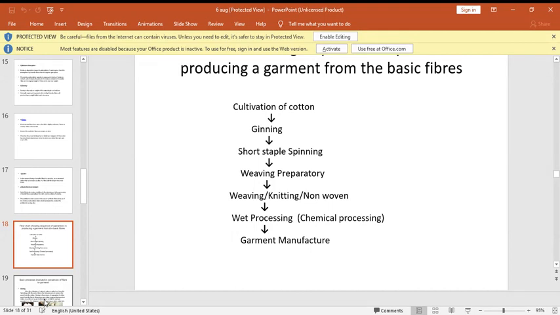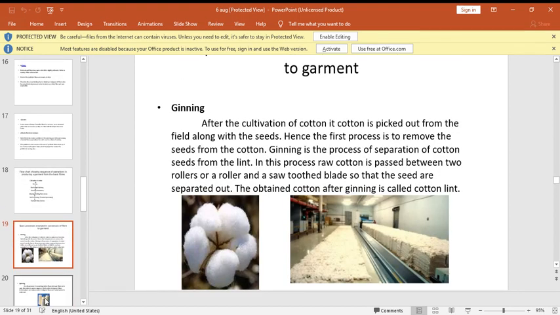Here is a flowchart showing the sequence of the process of producing a garment from the basic fibers. That is, first is cultivation of cotton, then ginning, then short staple spinning, then weaving preparatory, then weaving, knitting, non-woven, then wet processing, that is chemical processing, and finally garment manufacturing. So that is the sequence, and then these are the basic processes.